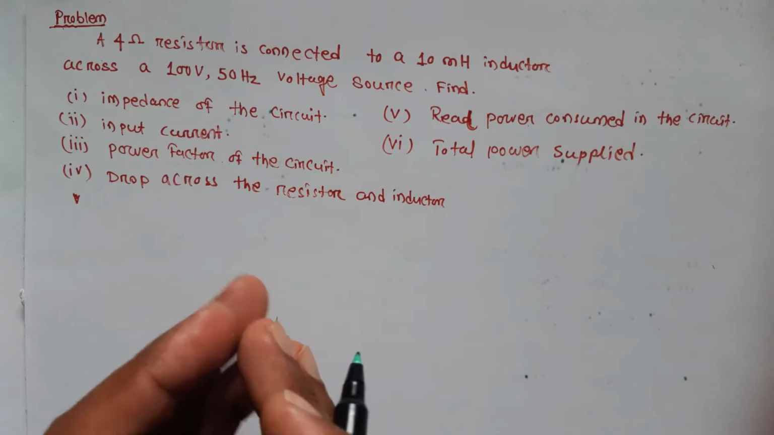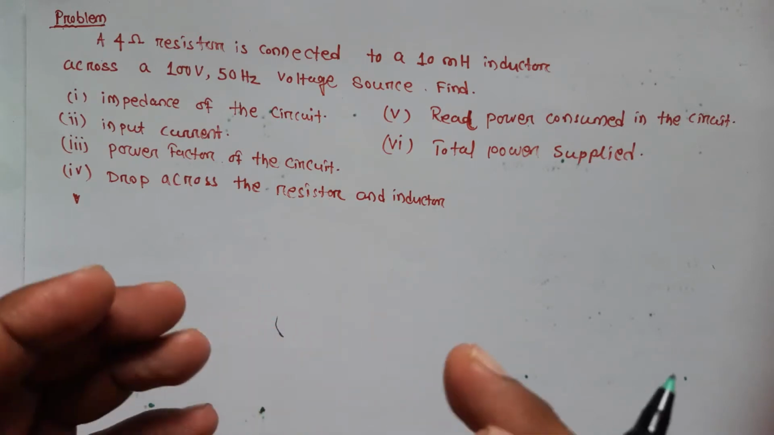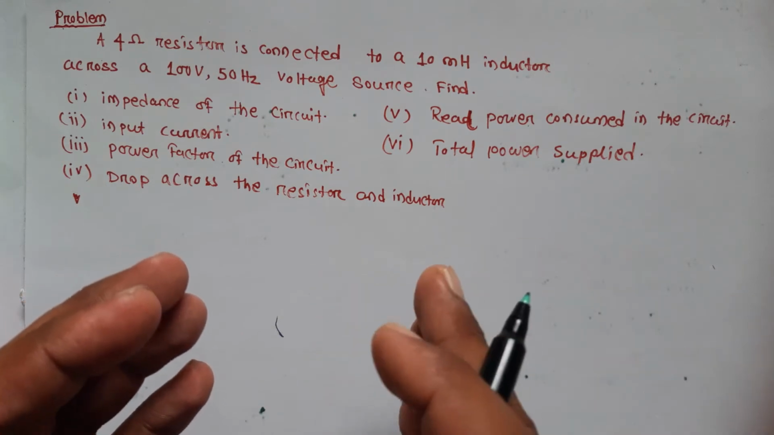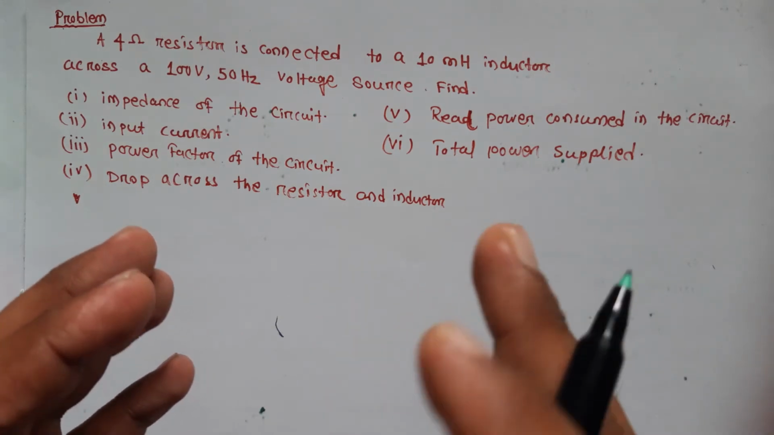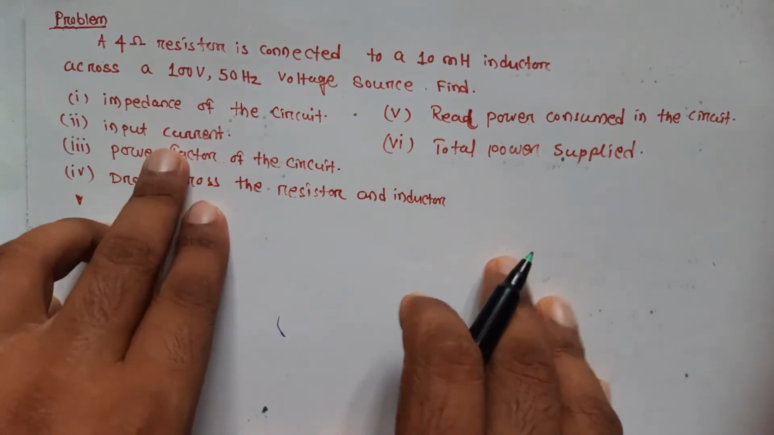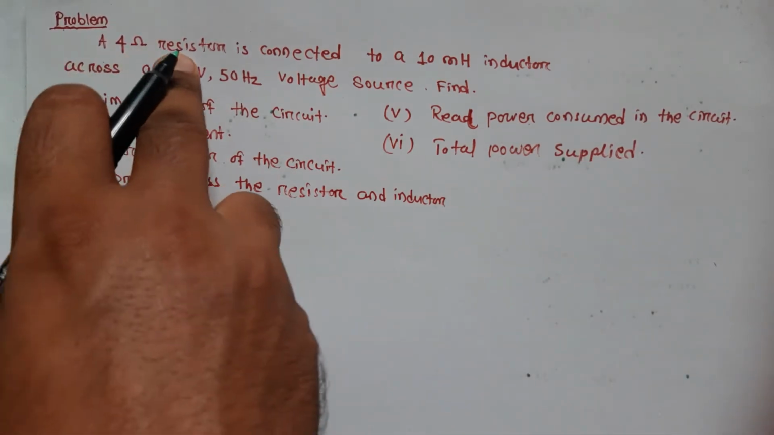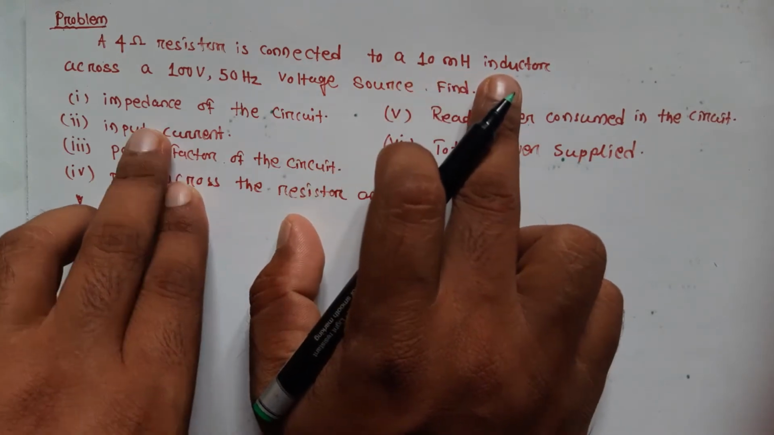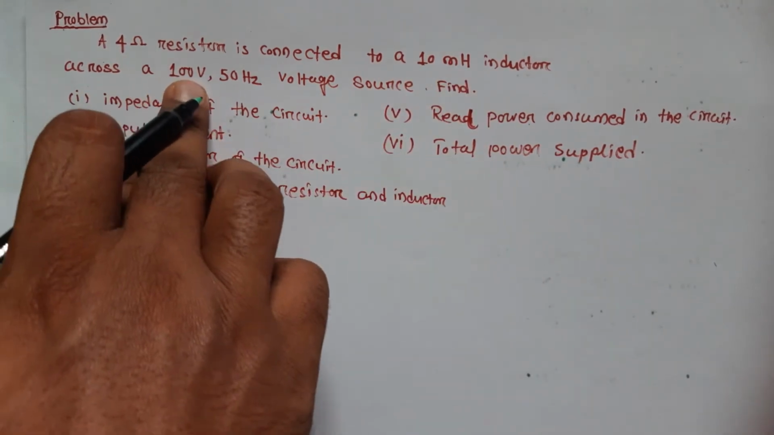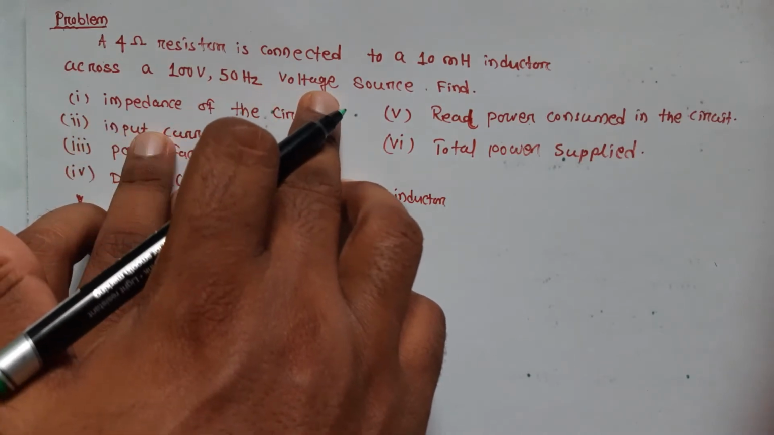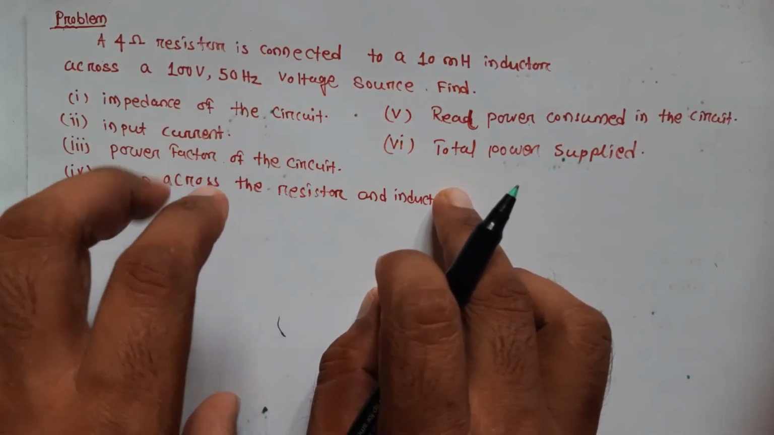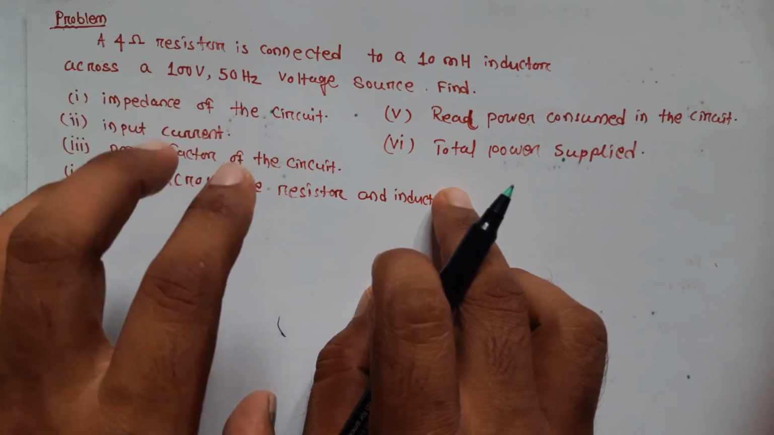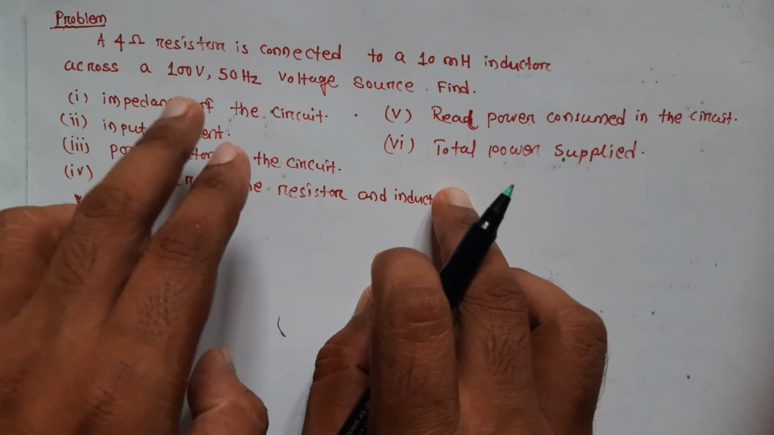Today we are going to solve an RLC series problem. In this question we discuss the possible scenario. First of all, the question is given that a 4 ohm resistor is connected to a 10 millihenry inductor across a 100 volt 50 hertz voltage source. That means a resistor and inductor are connected to an AC supply of 100 volt.